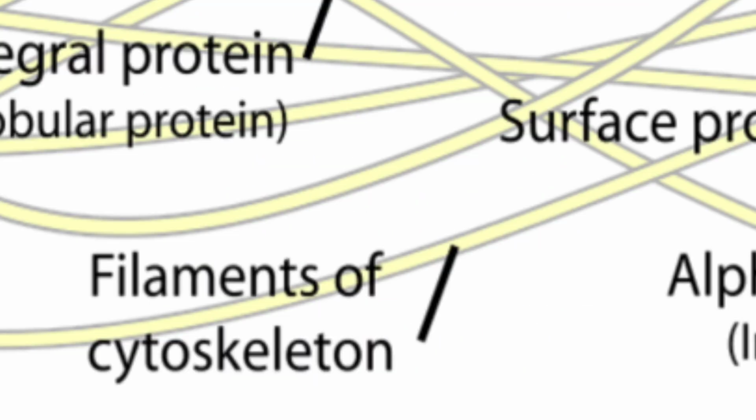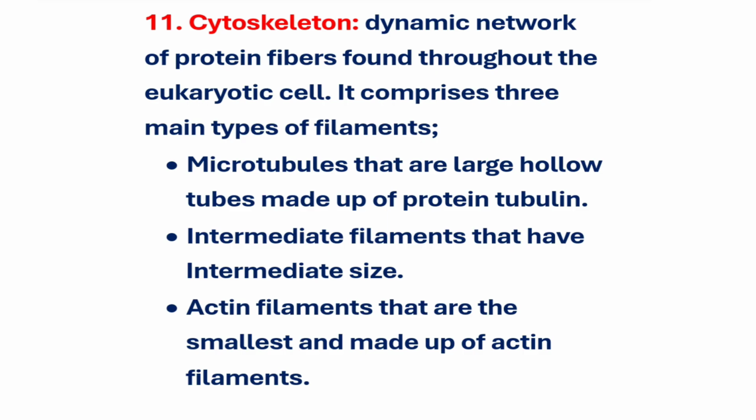This is a dynamic network of protein fibers found throughout the cytoplasm of eukaryotic cells. It acts as the cell's internal framework or skeleton, giving the cell shape, strength, and support, and enabling movement inside and outside the cell. It is composed of three main types of filaments: microtubules, which are the largest, intermediate filaments, which are mid-sized, and actin filaments or microfilaments, which are the smallest.